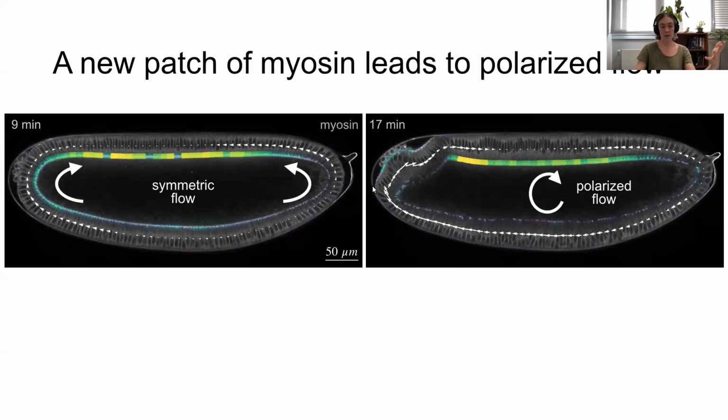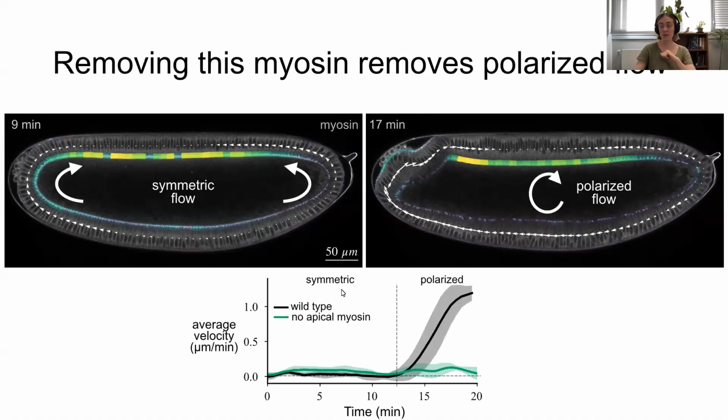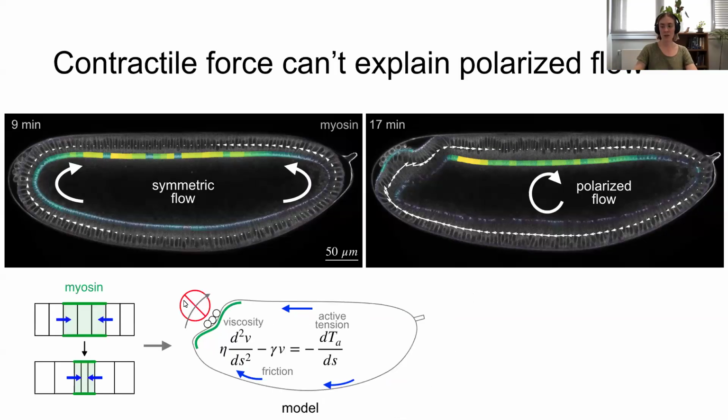So the obvious hypothesis that we had was that somehow the appearance of this new patch of myosin is causing the transition to polarized flow. And indeed, we can do a mutation where we get rid of this patch of myosin on the posterior of the embryo. By averaging velocity around the outside of the embryo, we see that we totally suppress this polarized phase of flow. So it is this patch of myosin that's driving polarized flow.